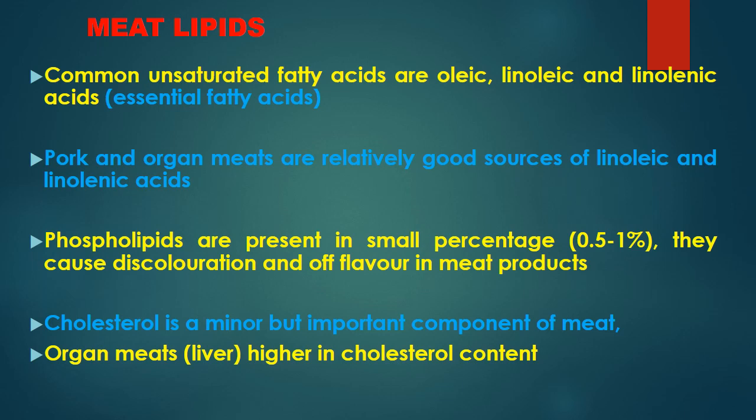They cause discoloration and off flavor in meat products. So these phospholipids are more susceptible to oxidation. There is an unsaturated double bond in the case of phospholipids, and that undergoes oxidation, leading to discoloration and off flavor. The cholesterol is a minor but important component in meat, and that is always a cause of concern.